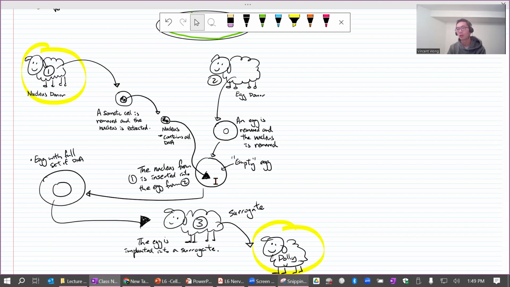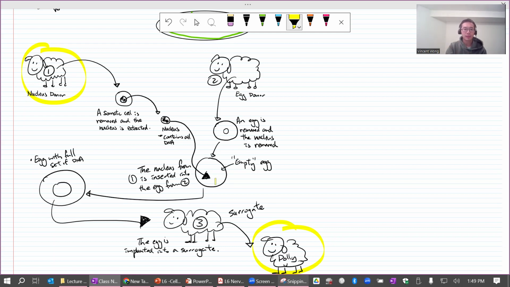Now, Dolly only lived half as long as you would expect for a sheep, right? And this is the reason. Listen carefully and see if you can follow.